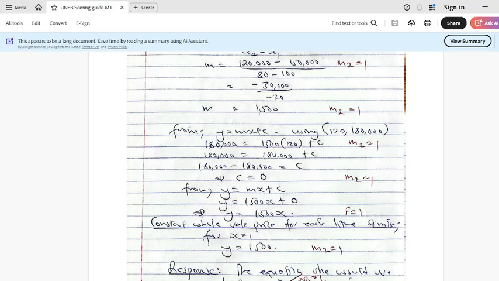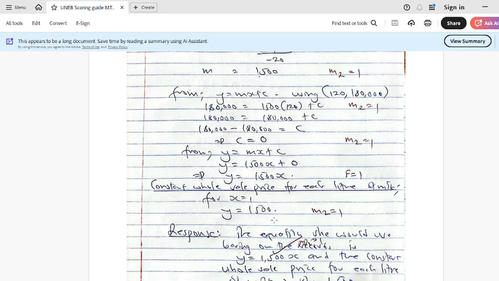That's the one we should use with m, because we are looking for the constant wholesale price for each liter. So you discover that the points you didn't use to get the gradient are the ones you apply here. So we get the value of c, and c was giving us 0. So we substitute back in our equation: y equals mx plus c, with c equal to 0. Therefore, the equation is y equals 1,500x, with the constant wholesale price for each liter.